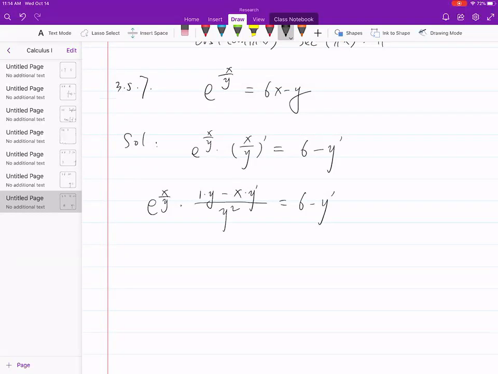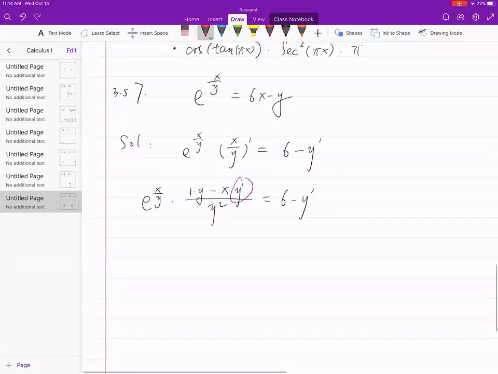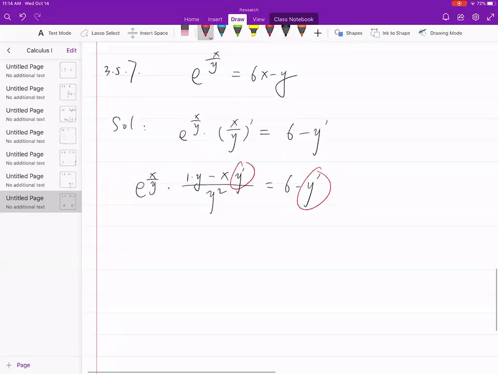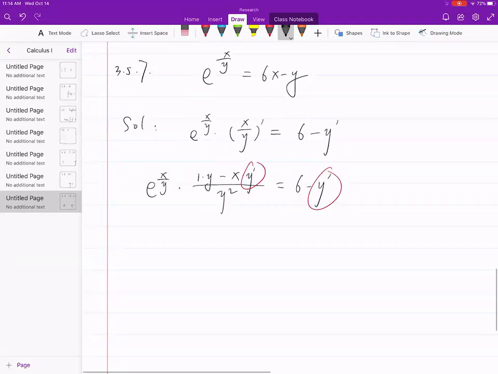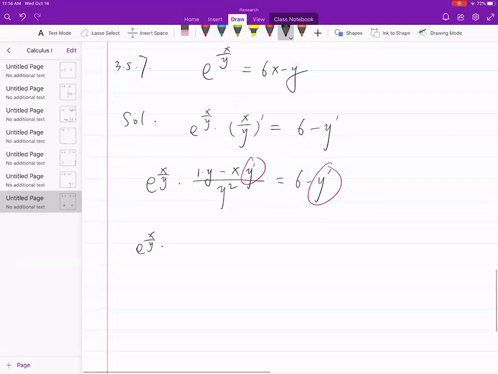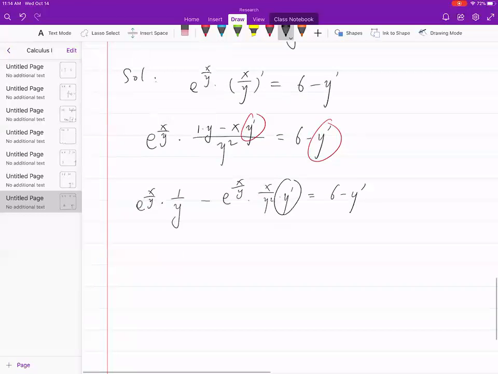Your job is to try to solve y prime. Where's y prime? Here and here. We better move them together. That's the reason why I want to split this. Times 1 over y minus e to the xy times x over y squared times y prime. So finally I can move this one and this one together.